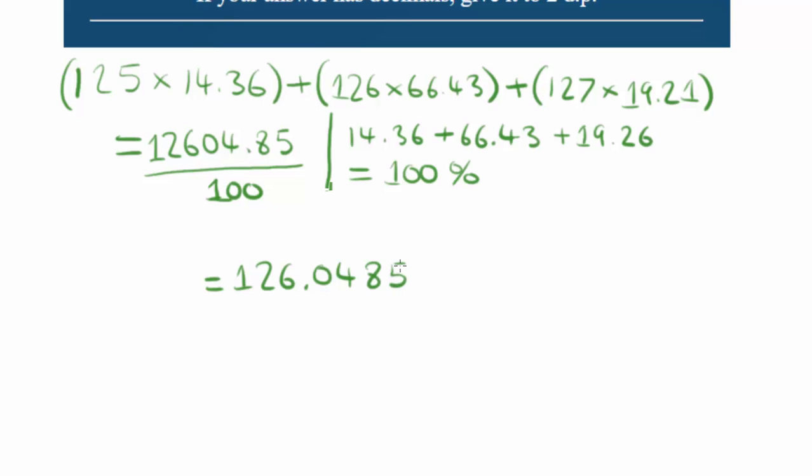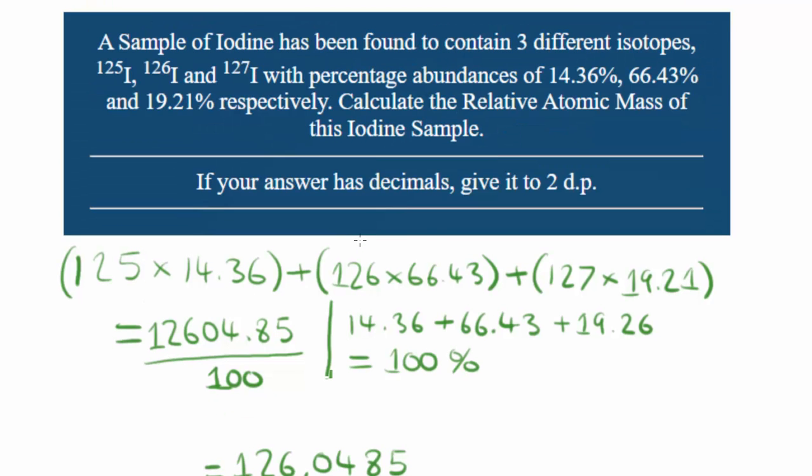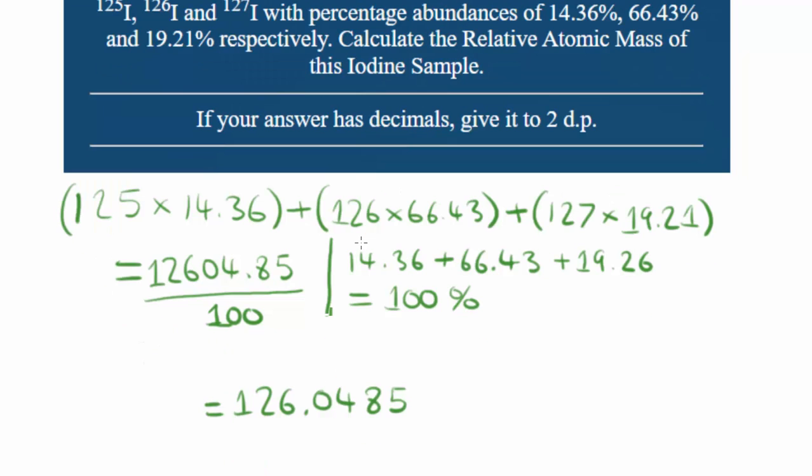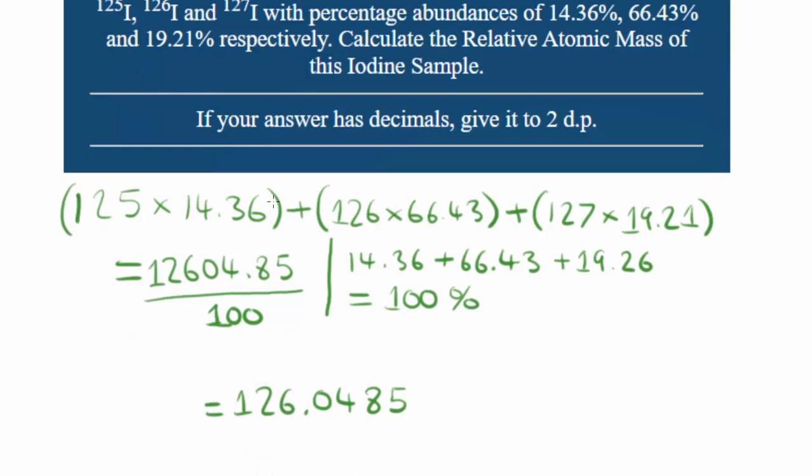Now, is this our answer? What does the question ask us for? It asks us to calculate the relative atomic mass of this iodine sample, and by way of comparison with the numbers we've been given, we can see it does fall somewhere between 125 and 127. On inspection, it does look roughly where you might expect it to be.